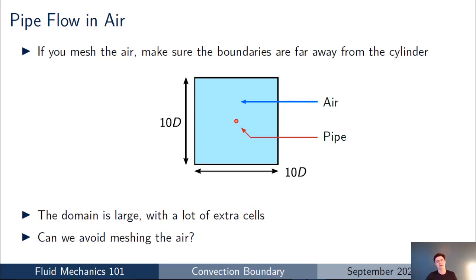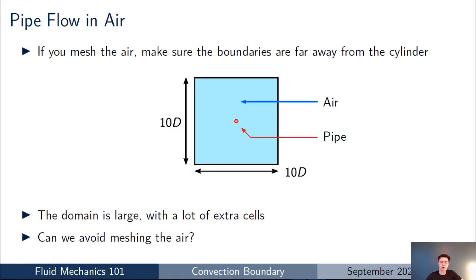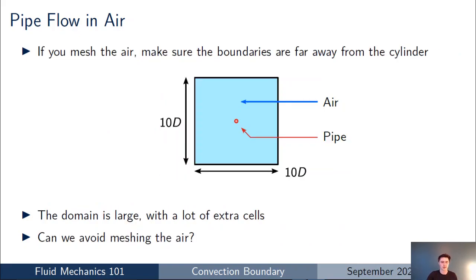And there must be a better way we can address this problem. Is there any way we can get away with not meshing the air volume around our CFD geometry? And the other point to mention at this stage is that it's not only more cells. You've now got a natural convection type calculation where the flow around the pipe is developing naturally. There's no forced flow, and these types of calculations can be difficult for CFD codes to converge. So not only have you got more cells, but you've now got a more difficult calculation.